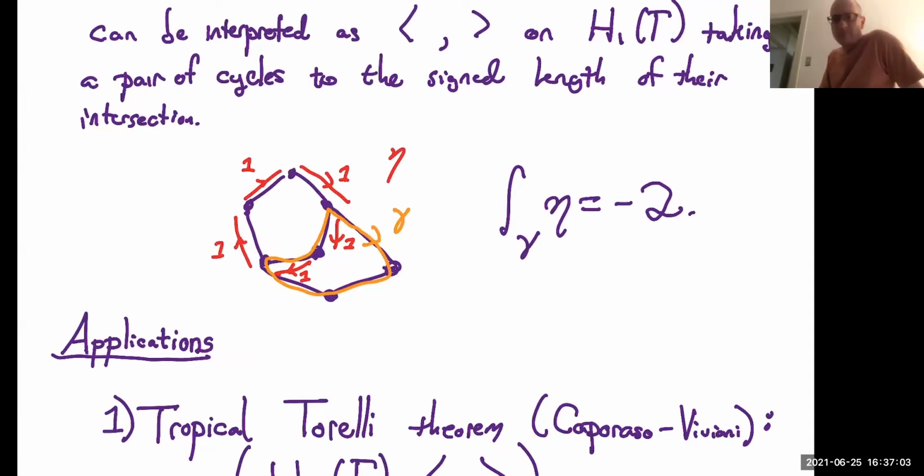So here's an example. If gamma is this path and eta is this one-form, that's just one on this cycle, meaning it corresponds to that cycle. Since the orientations disagree and they intersect in two edges, you get -2.